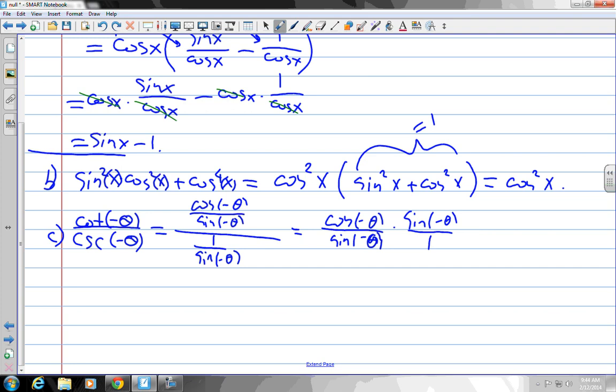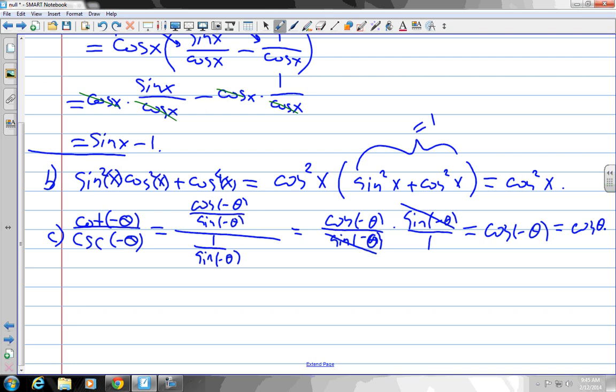So anything good happening? The sines cancel out. So you're left with a cosine over 1, which is just cosine of negative theta. You should also get rid of the negative, because cosine is an even function. The negative is just redundant, so it's just cosine theta because of the even function. Right?